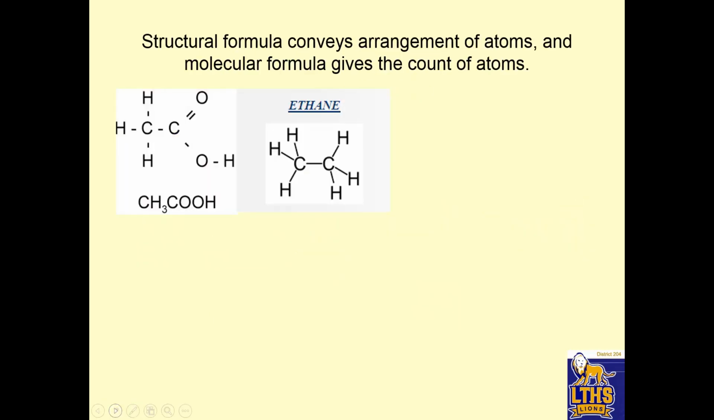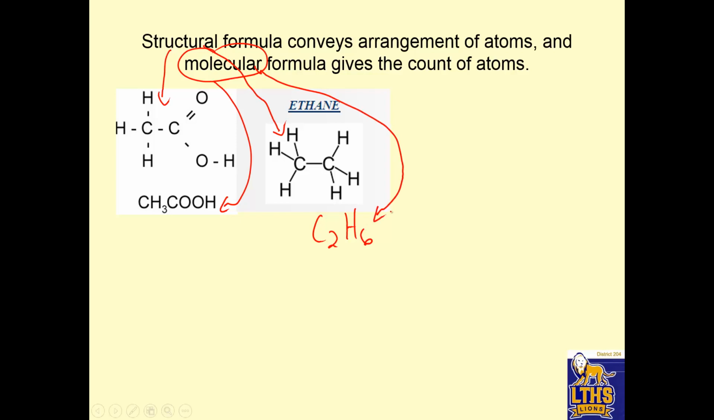Structural formulas convey the arrangement of atoms. Molecular formulas give the count of atoms. This one would be C2H6. Molecular formula. That's all. So this just counts them up. C2H6. 1, 2, 3, 4, 5, 6. I'm a good counter. I'm very good at counting.